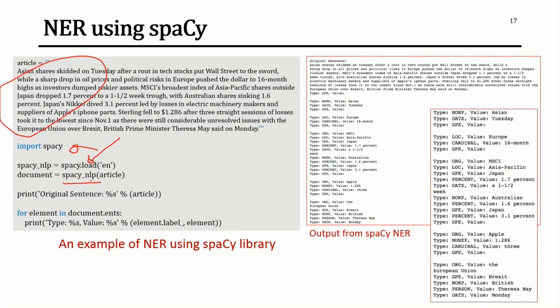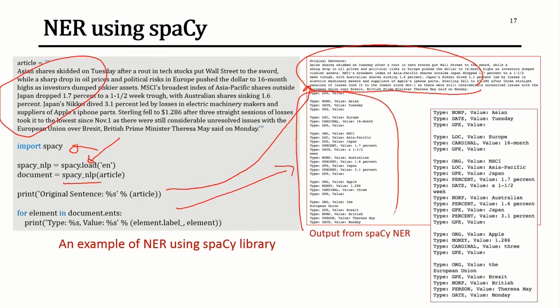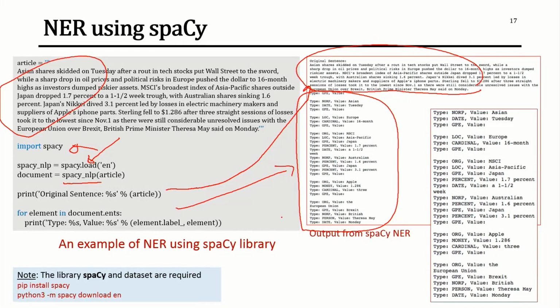So what is the result obtained from this code? When we print the original sentence, these are what we already wrote in our variable, and the output from performing NER, we get this information, which represents the types as well as the value for each entity. So we notice that we should install spaCy as well as the datasets so that we can load up our models in order to perform NER on a given text. In case the text is given in French, we should download the dataset in French as well.